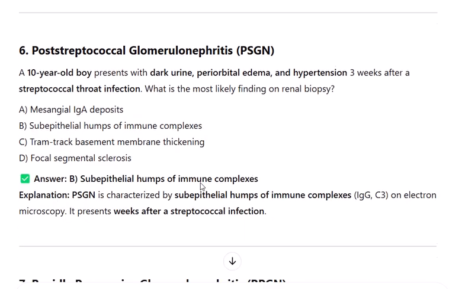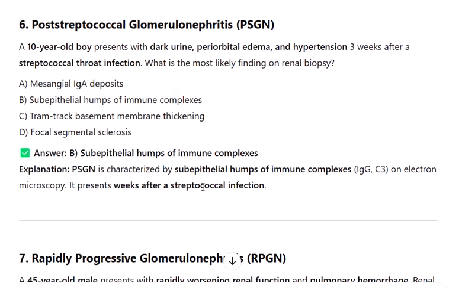6. Post-streptococcal glomerulonephritis, PSGN. A 10-year-old boy presents with dark urine, periorbital edema, and hypertension 3 weeks after a streptococcal throat infection. What is the most likely finding on renal biopsy? A. Mesangial IgA deposits. B. Subepithelial humps of immune complexes. C. Tram track basement membrane thickening. D. Focal segmental sclerosis. Answer B. Subepithelial humps of immune complexes. Explanation: PSGN is characterized by subepithelial humps of immune complexes, IgG and C3, on electron microscopy. It presents weeks after a streptococcal infection.